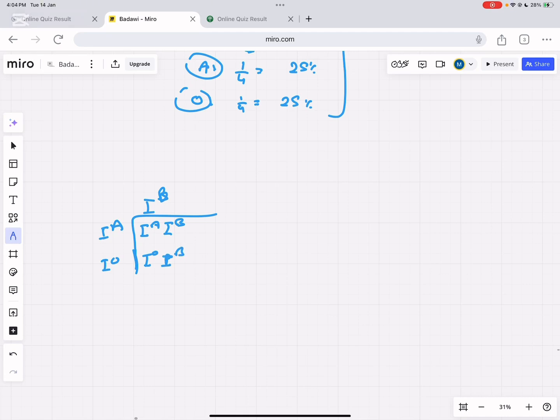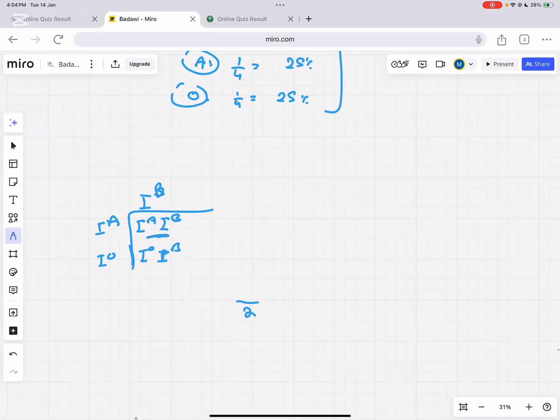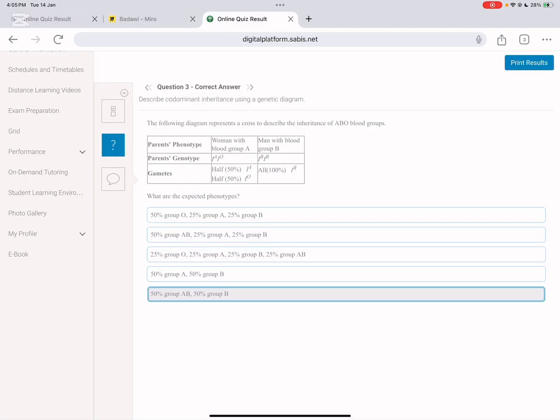Now I only have 2, so my total is 2. IA IB gives me AB blood group. So this AB phenotype is 1 over 2, that's 50%. And then IO IB gives me the B phenotype, B blood group. Only 1 over the total of 2, so also 50%. And 50 plus 50 adds up to 100, so my answer is correct. So 50% blood group AB and 50% group B.